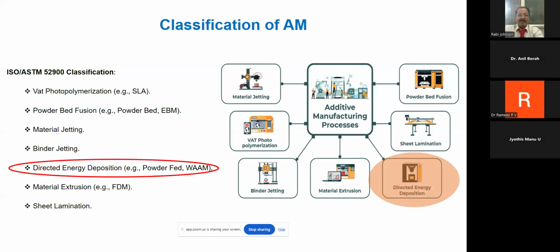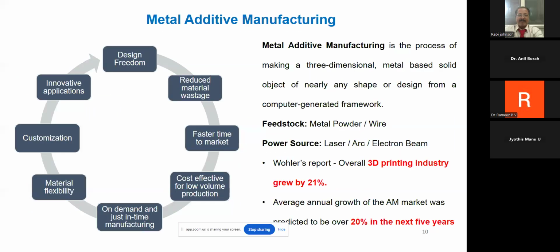So as I mentioned, though there are different technologies, today my focus is especially on directed energy deposition, right? Before getting into it, because DED, directed energy deposition, which I shortly call DED, belongs to metal additive manufacturing, I will give you an introduction about metal additive, then we will get into directed energy deposition.